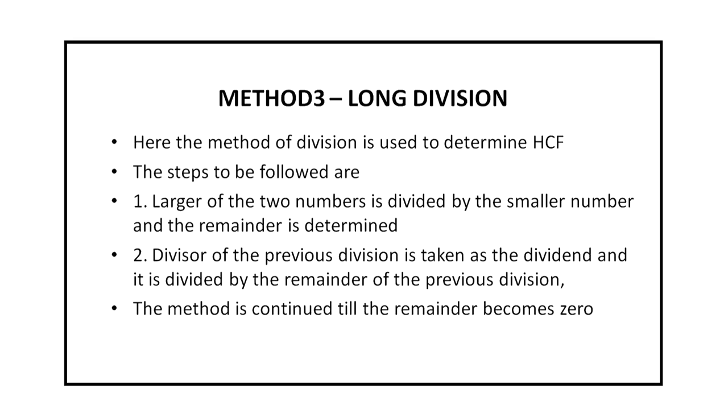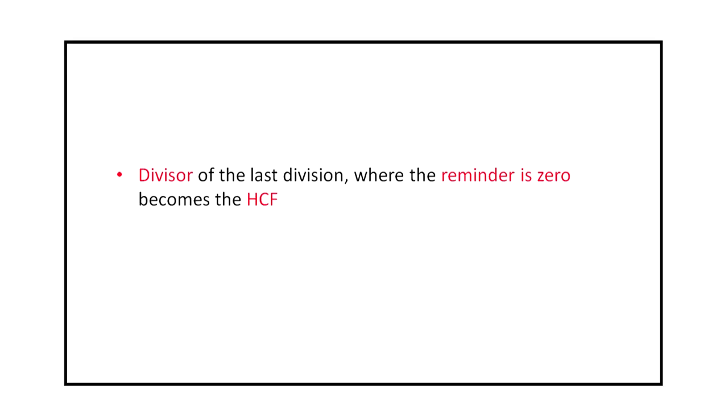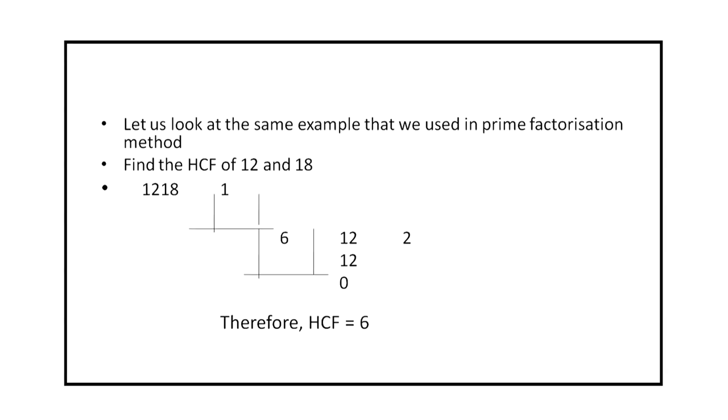Step number 2, while dividing here, the divisor of the previous division is taken as the dividend and it is divided by the remainder of the previous division. And this method continues till the remainder becomes zero. That is why we use the term long division here. We do a lengthy division in order to determine the highest common factor. The divisor of the last division where the remainder is zero becomes the HCF. So by the end of the division, we need to determine that divisor in which the remainder becomes zero as the HCF. Let us look at one example to determine the highest common factor using the long division method.